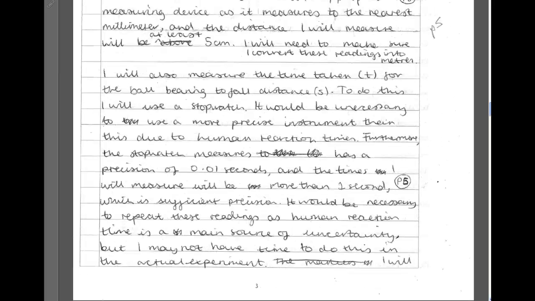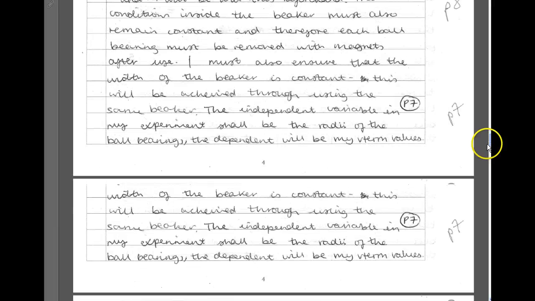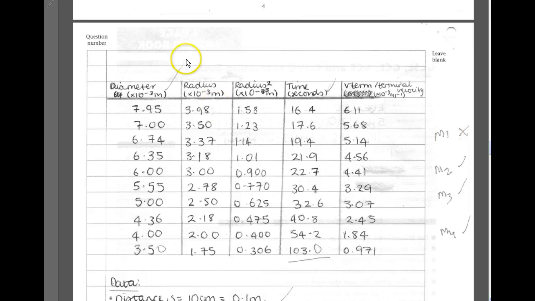All the P numbers for the plan are shown there, and then eventually we get to the point where the student, this page here, is now where the student started to record the data. So this sheet is the first one of the practical assessment work. There are 4 marks awarded for just recording data and carrying it out.